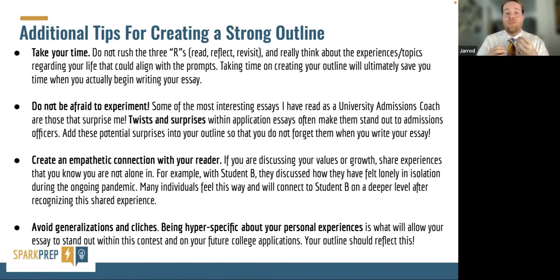Create an empathetic connection with your reader. I talked about this. So a prime example is with student B. They discussed how lonely they felt in isolation during the ongoing pandemic. And many individuals feel this way and will connect to student B on a deeper level after recognizing this shared experience. Going off of that, student B also mentioned how an interconnected world allows us to help in global crises, such as with the war with Ukraine and Russia. As I said, pulling in relevant stories and crises from the present day world can be an effective way to connect to your reader, because everyone knows that that is a tragedy that is happening. So just different things that you can do there.